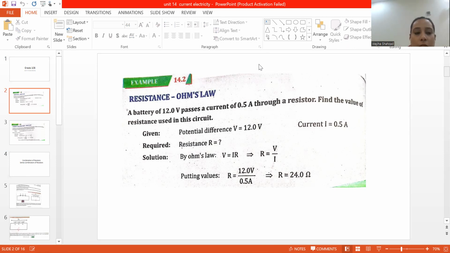Okay, Hansla, can you tell me what is the relation we have learned in the class regarding resistance? What is the formula for resistance? Can you tell me? R is equal to V divided by I. Okay, or we can say that V is equal to IR.